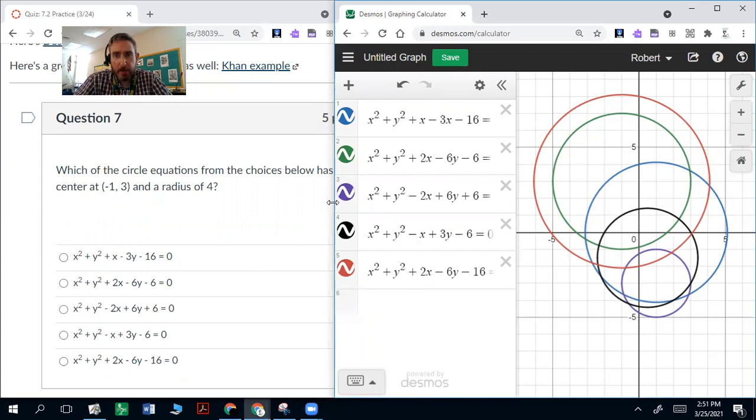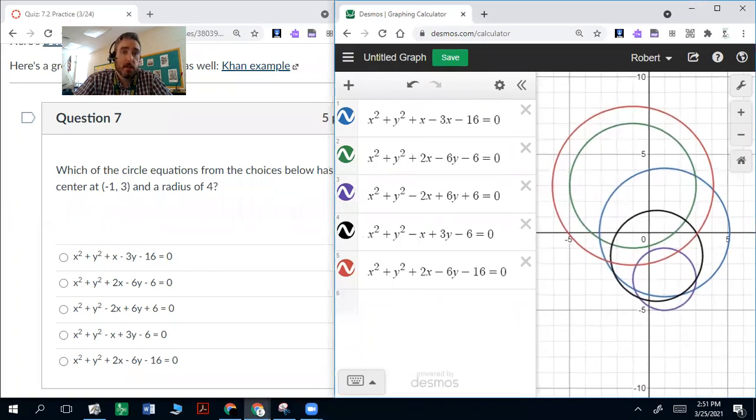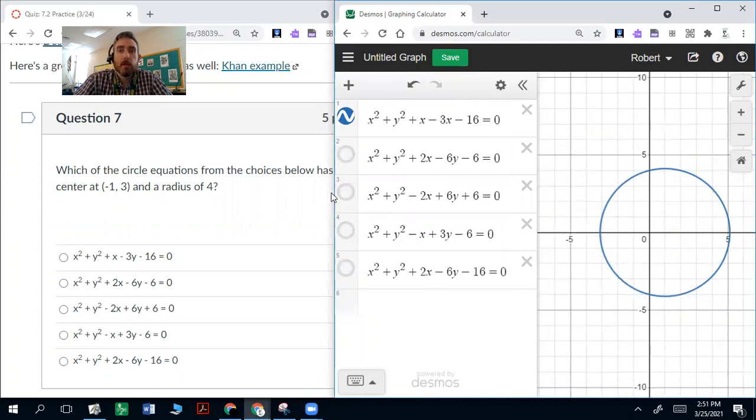So I put them all in the graph. As you can see here, I got all of them equal to 0, just like the equations have. And we're going to find the one that just has the center at -1, 3 and a radius of 4. So we can hide these. I'm going to do one at a time. So let's find the center first. Center for this one. Oh, got an idea.